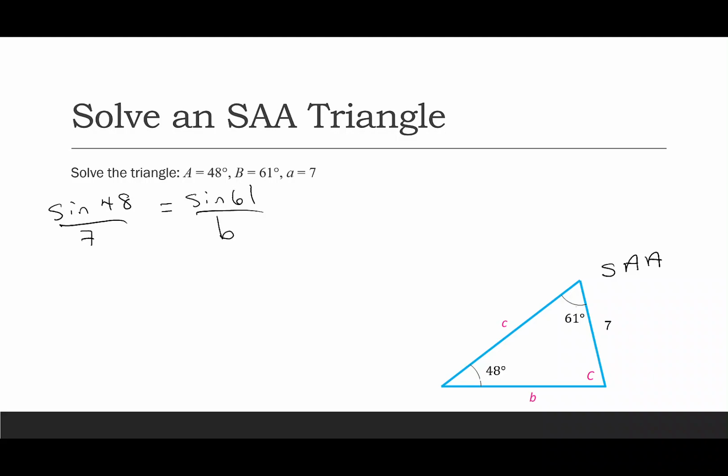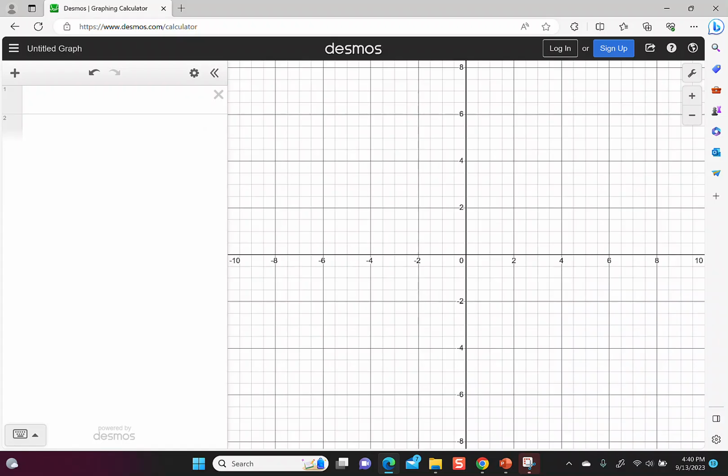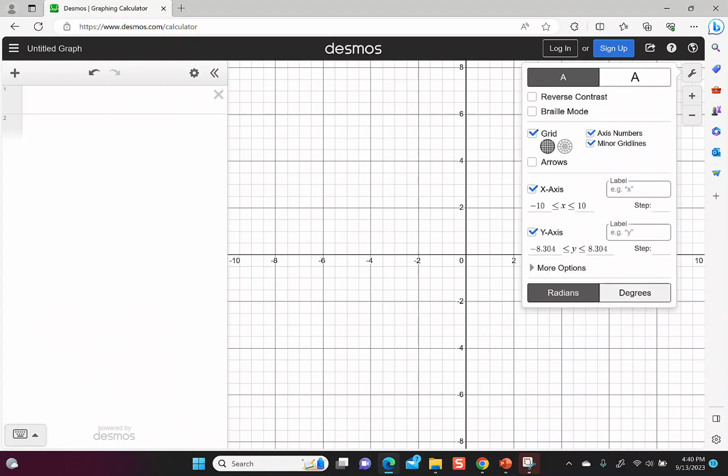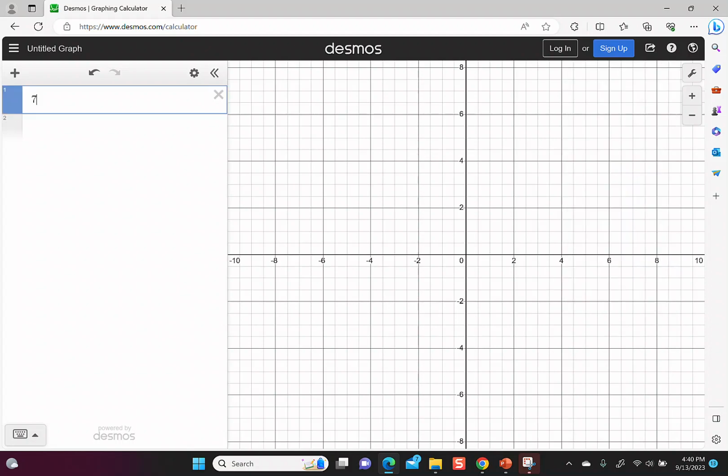To solve for b, I'm going to cross multiply. I have b times the sine of 48 is equal to 7 times the sine of 61. b then will be 7 times the sine of 61 over the sine of 48. Our first step is to go to our settings and switch to degrees. Now we enter 7 sine of 61 divided by the sine of 48. We get 8.238. I'm going to write that as 8.24.